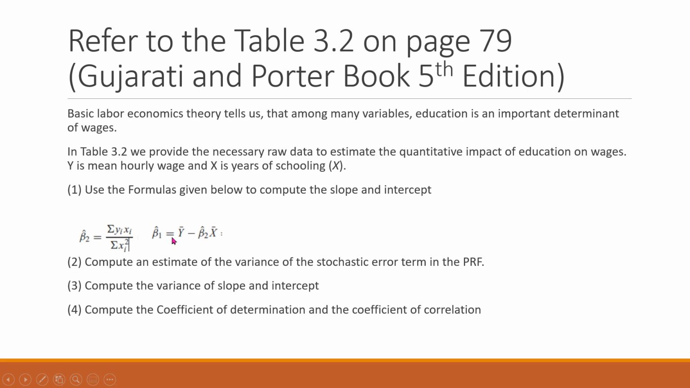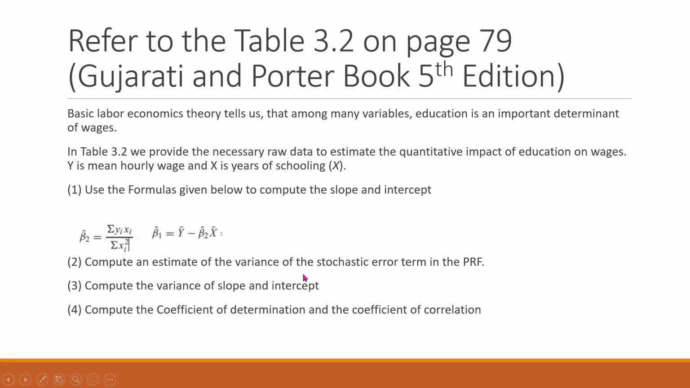Next we have the formula for intercept. So beta 1 hat is equal to y bar minus beta 2 hat times x bar. So we are going to use this formula, and I'll shortly show you the Excel file where we will use this formula and compute the slope and intercept. And then you have to compute an estimate of the variance of the stochastic error term in the population regression function. So PRF stands for population regression function.